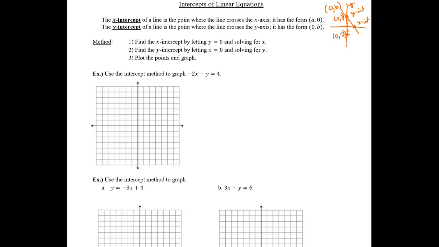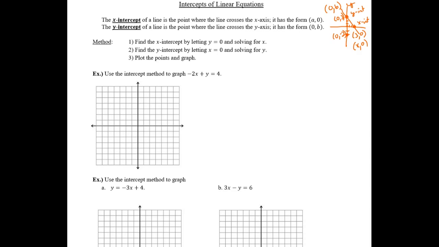The x-intercepts are going to be the opposite. I'm going to be moving some value in the x direction and then not moving up or down. And every point on the x-axis will be in that form. It'll be some x value and then 0 for the y value.